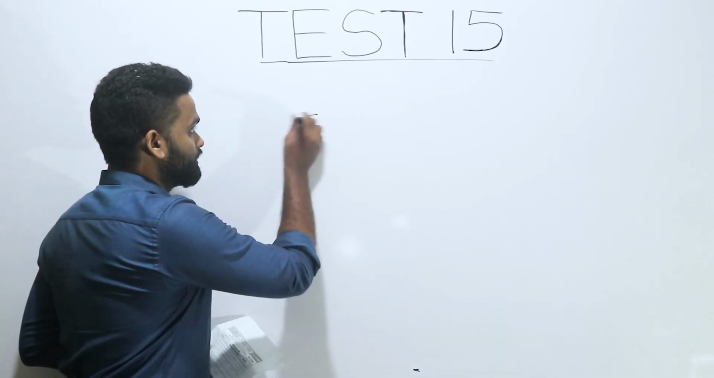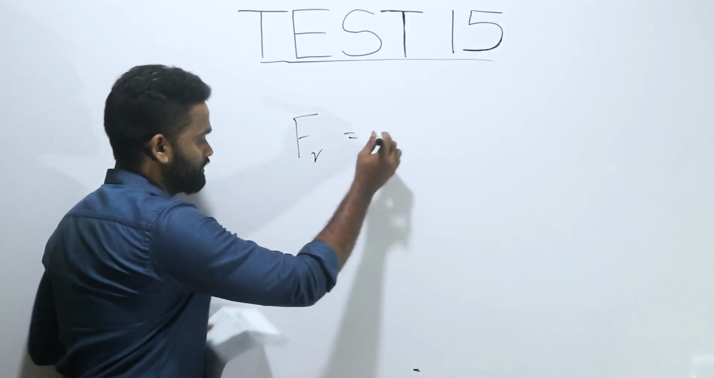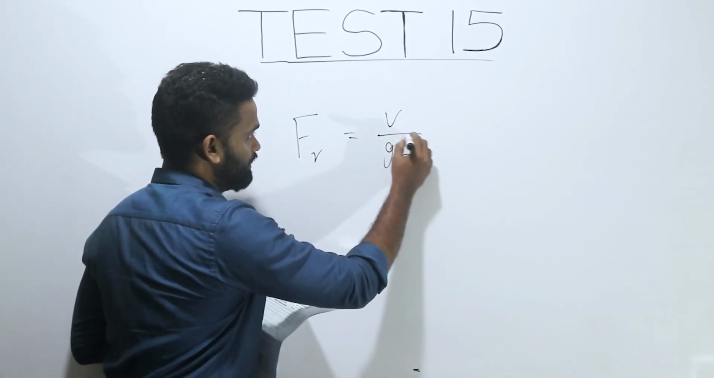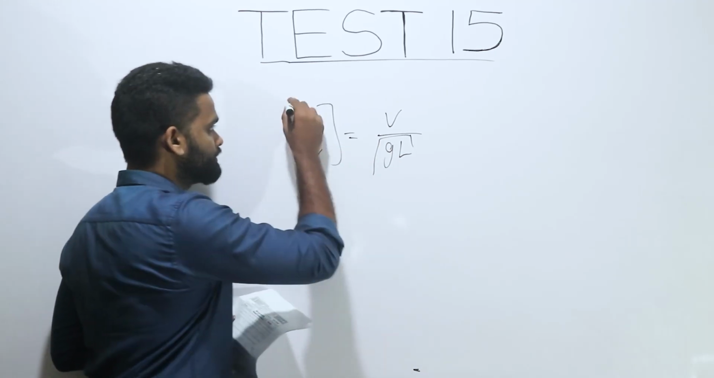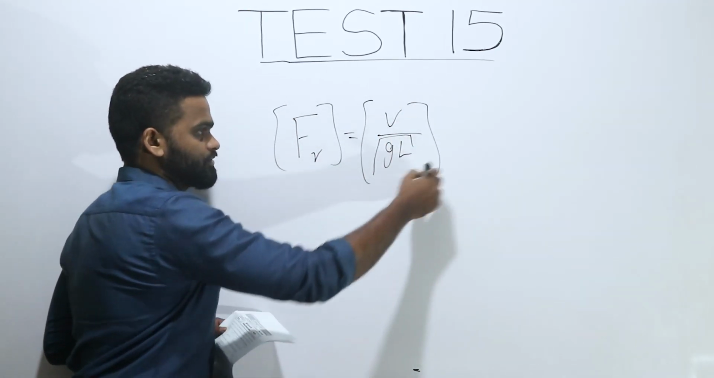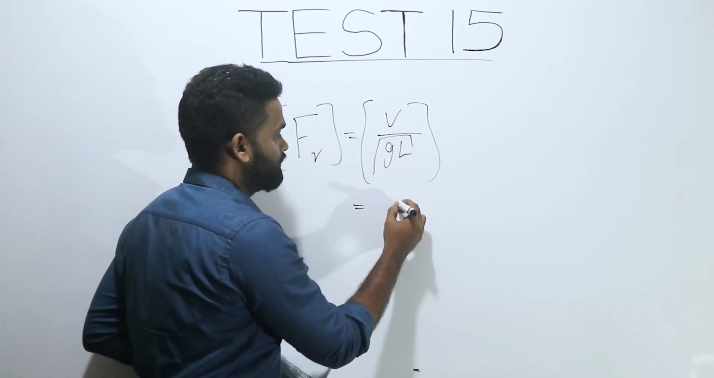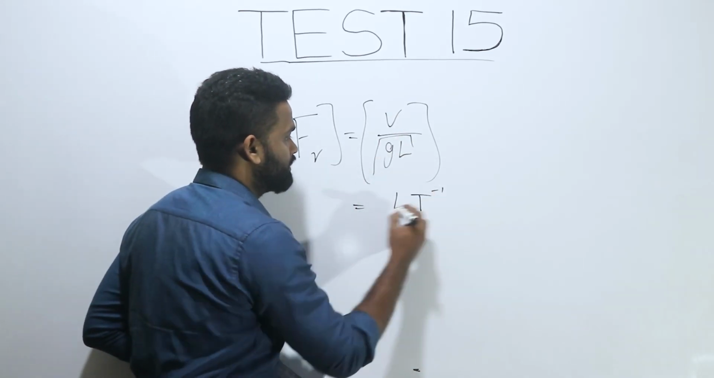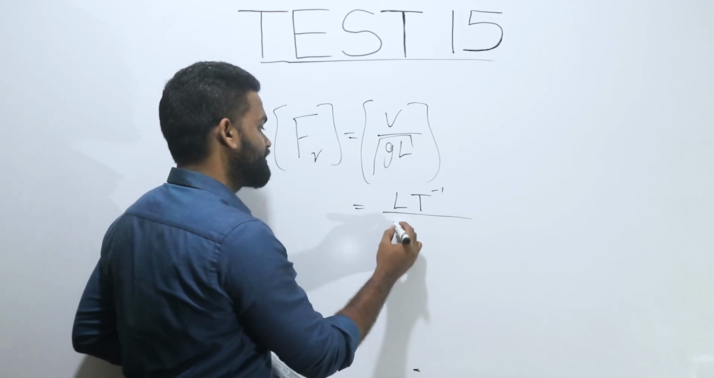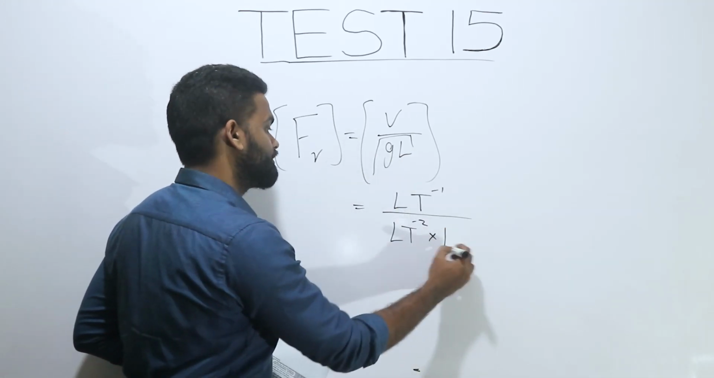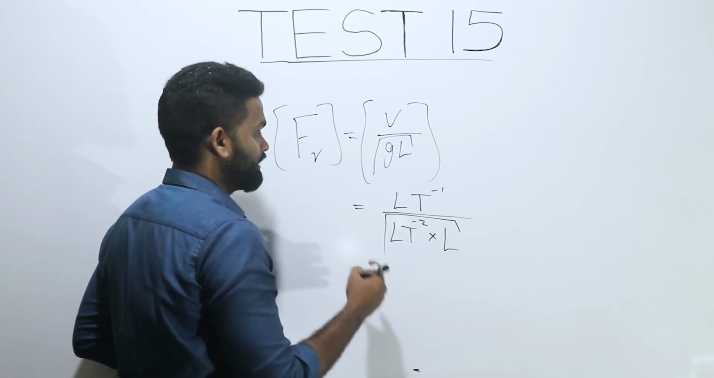Okay, so we have this equation: V divided by the root of gL. So the dimensions of both sides should be the same. Dimensions of velocity, that is LT^-1. G, gravitational acceleration, LT^-2. Length, capital L, then you have to take the root of that.